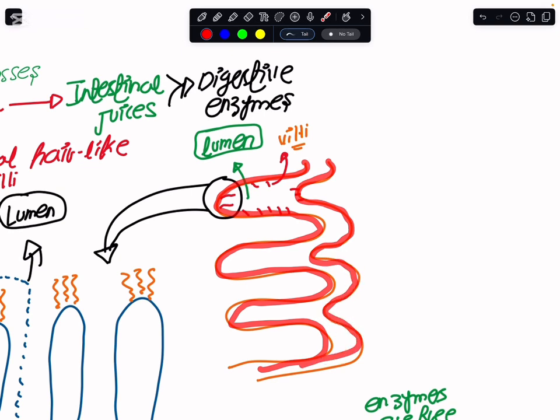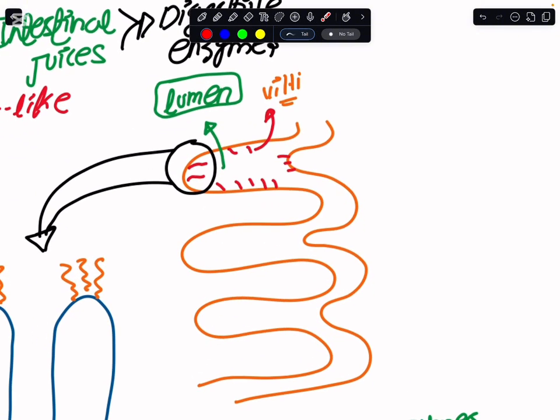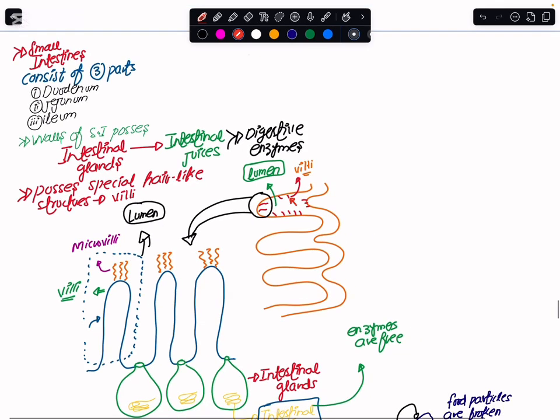In between, we have this empty space, which is called the lumen again. And what I see is that in this intestinal lumen, or in the wall of the intestine, we have some minute projections, and these tiny projections are termed the villi. We will see in a while what the villi do in terms of absorption and digestion.